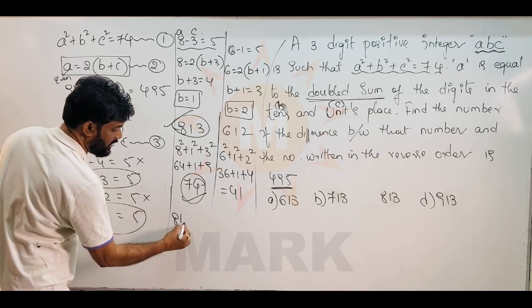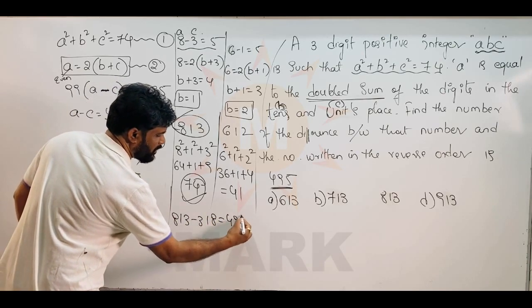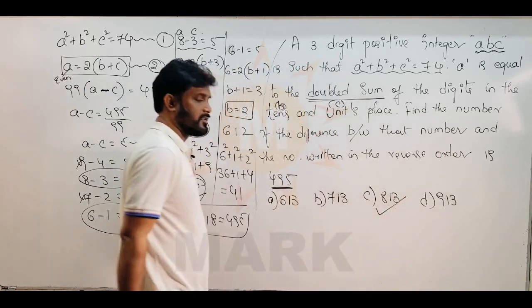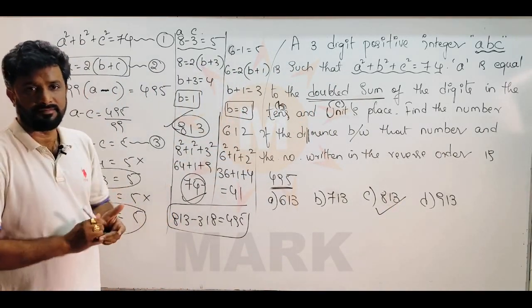As you can clearly see, 813 minus 318. You can verify and see the difference will be 495. So clearly, option C is the answer for this question. Option C, 813, is the answer.